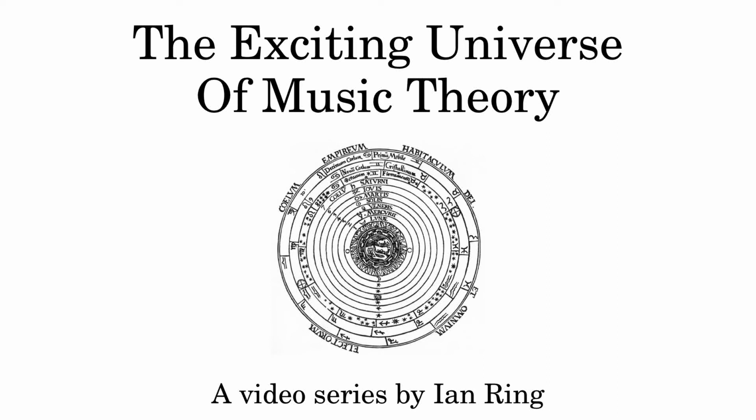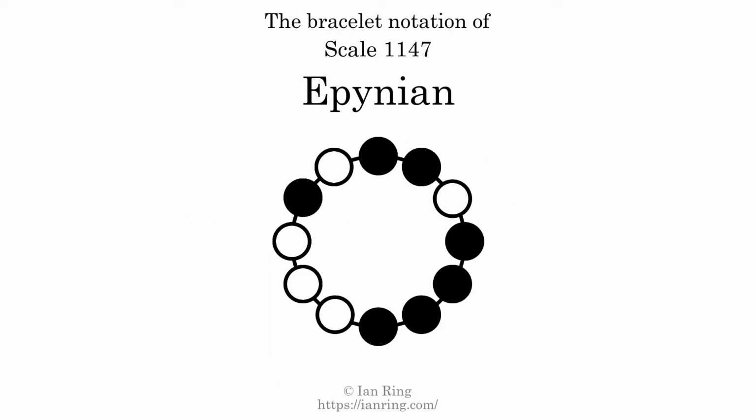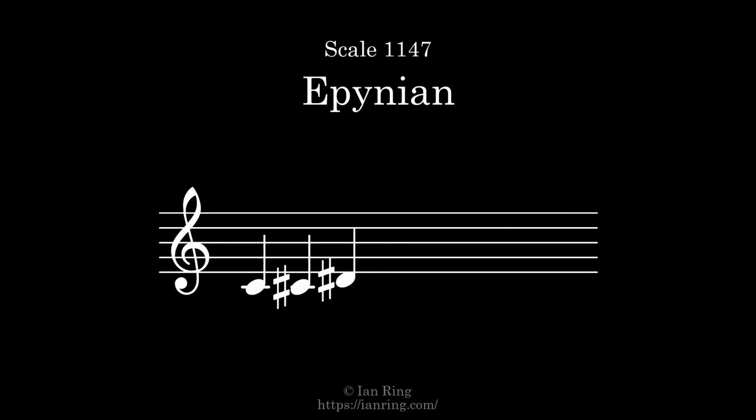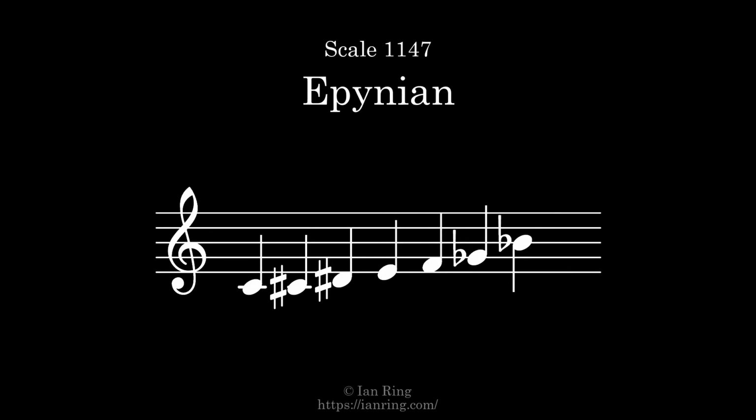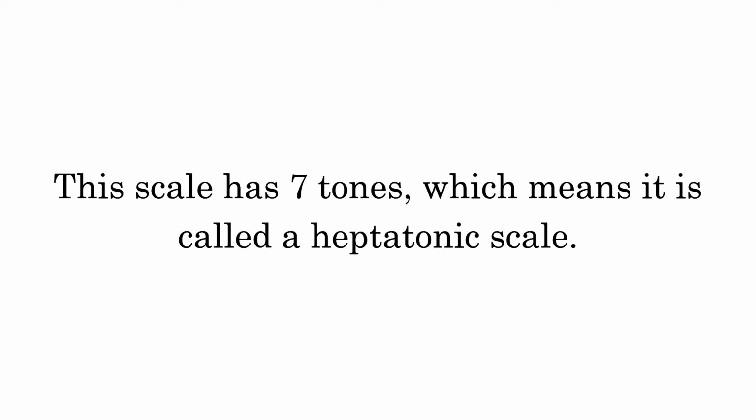Welcome to the exciting universe of music theory. Are you ready to learn? Then let's begin. Today we will talk about Scale 1147, Epynian, which sounds like this. This scale has 7 tones, which means it is called a heptatonic scale.